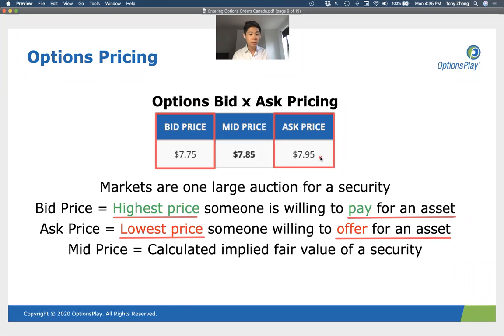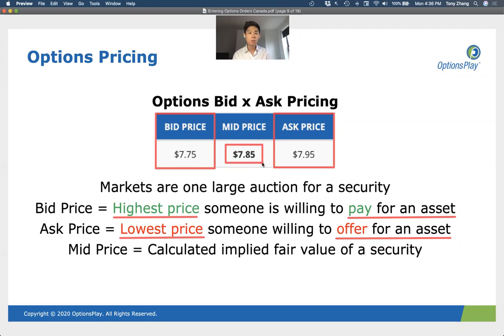What that's telling you is, out of all the possible limit orders out there, what's the highest limit order? Who is willing to pay the most for this asset? And on the flip side, who is willing to offer the least amount of money to sell this particular asset? What that allows us to do is calculate a mid price, and the mid price gives us a sense for what the asset is truly worth.